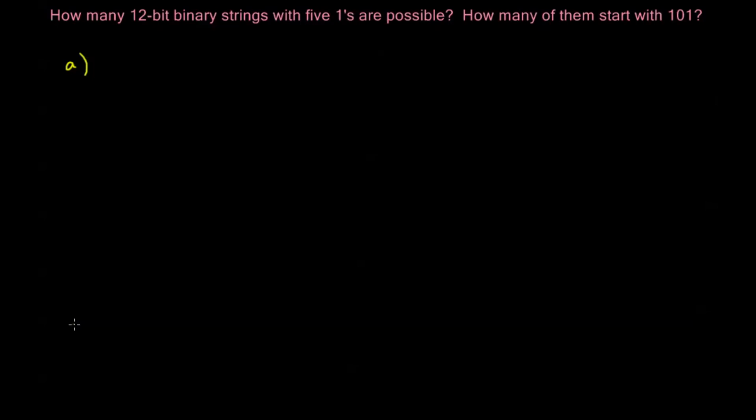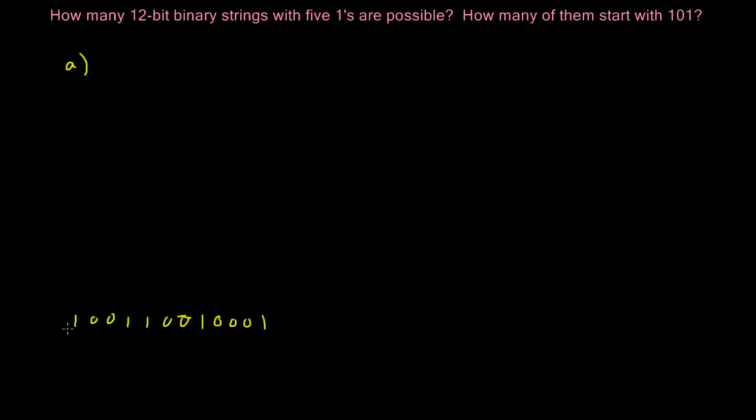So now a 12-bit binary string, that's going to be a string of zeros and ones, right? Where there's 12 total. So this is an example of a 12-bit binary string with 5 ones. Okay? So how many of these are possible? How many ways can we have these 12-bit binary strings with 5 ones?